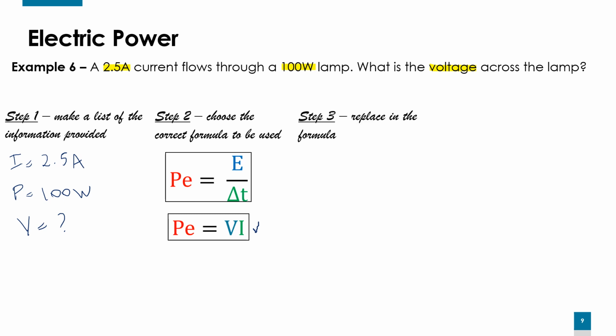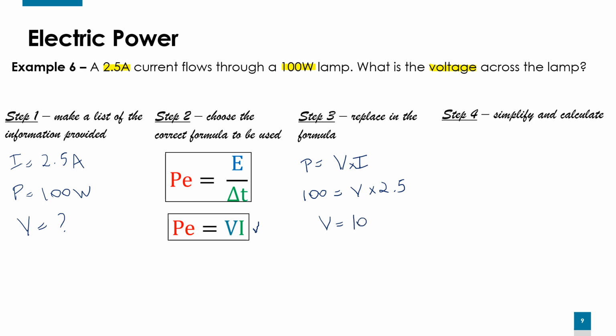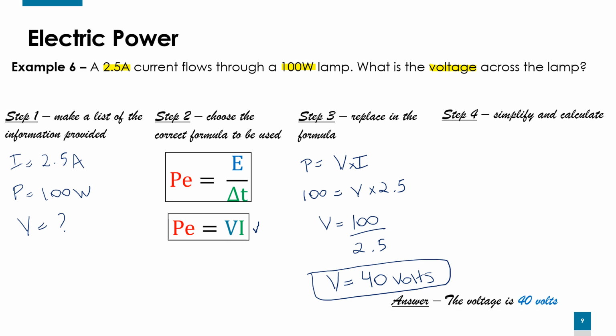Second one. I'm going to replace it. So power equals V times I, power 100 equals V times 2.5. So V, yeah, I'm doing the last step already. Simplify and calculate. 100 divided by 2.5. So voltage is going to be 40 volts. So what's the voltage? The voltage is 40 volts.